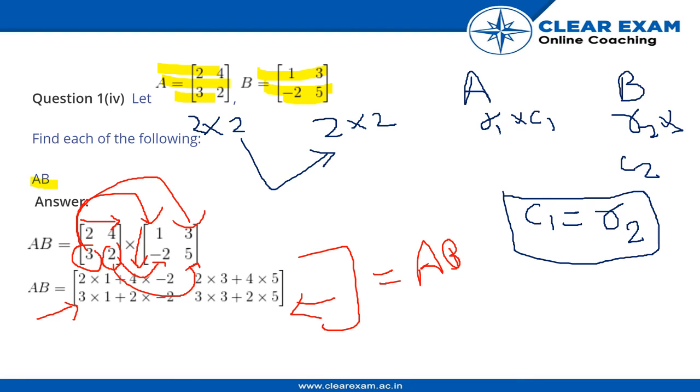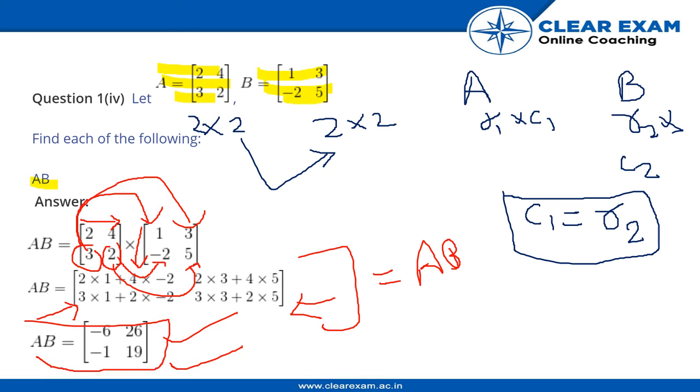So now let us simplify the expressions. We get our final answer as -6, 26, -1, 19. These are the 4 elements in AB. I hope you all got it. Thank you.